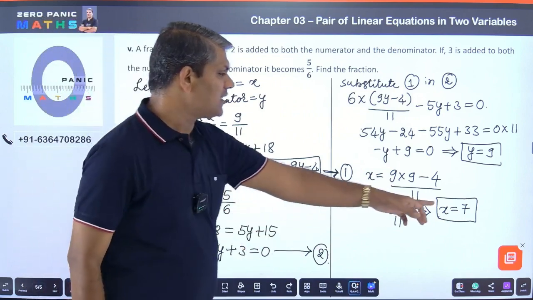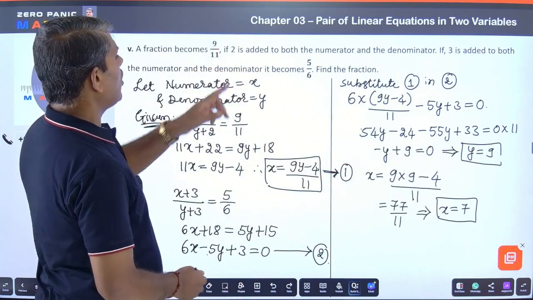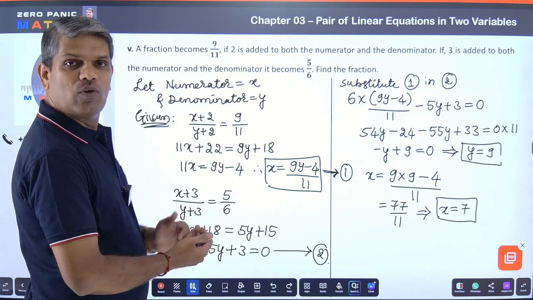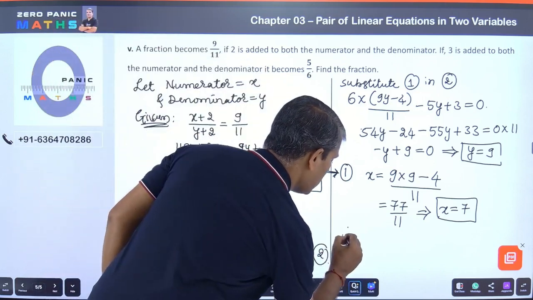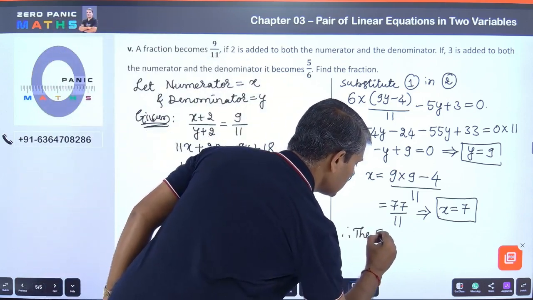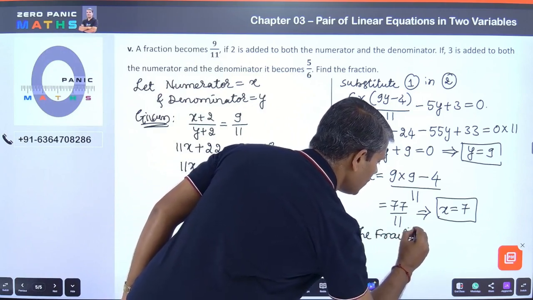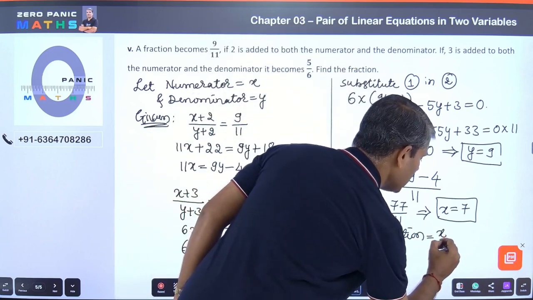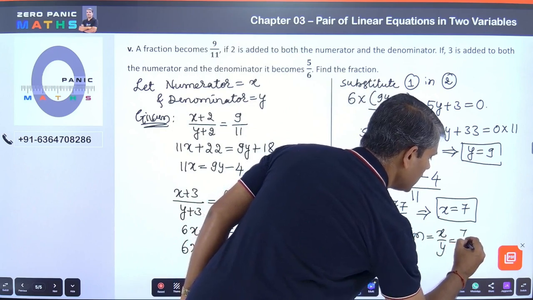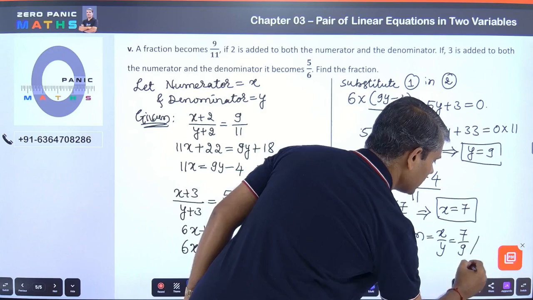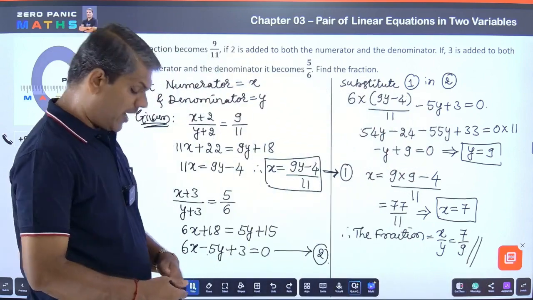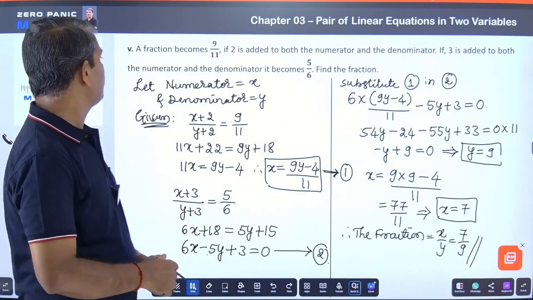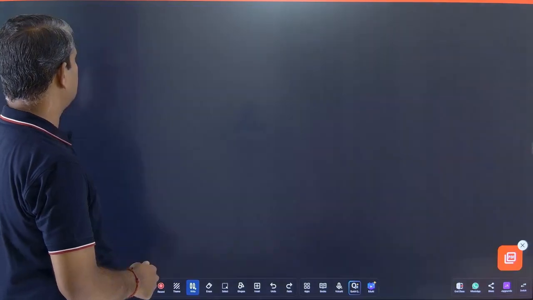So if x is 7 and y is 9, what do we need? What is the fraction? Fraction is x by y. So therefore, our final answer is to find out that fraction, right? Therefore, the fraction x by y is equal to 7 by 9. So this is our final answer to this question. Fine. Let us move to the next question quickly.